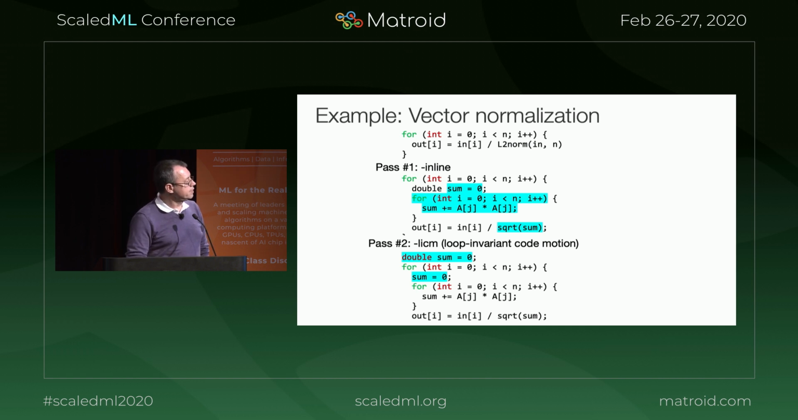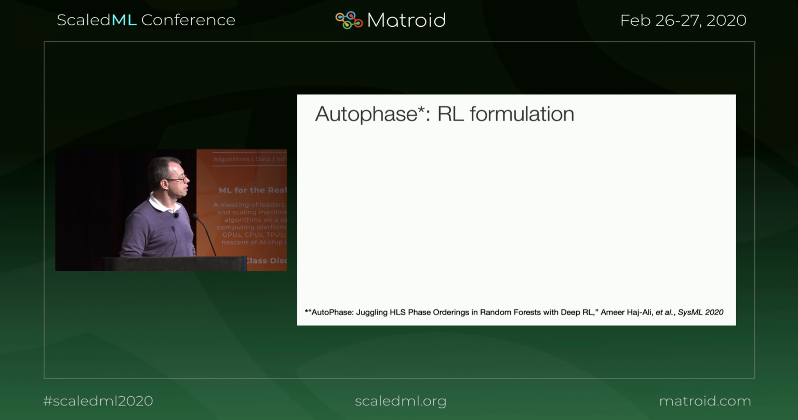Because you applied inline first, now you are stuck with a program which, instead of being O of n, is O of n squared, because now inside each loop iteration you also have another loop to compute the L2 norm. Just a simple illustration of why the order matters.